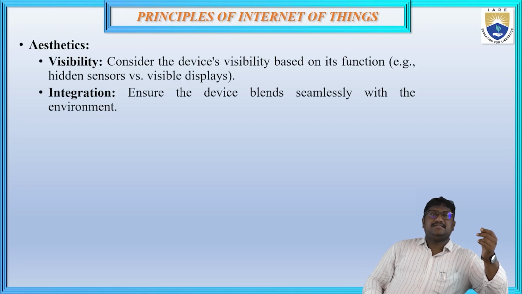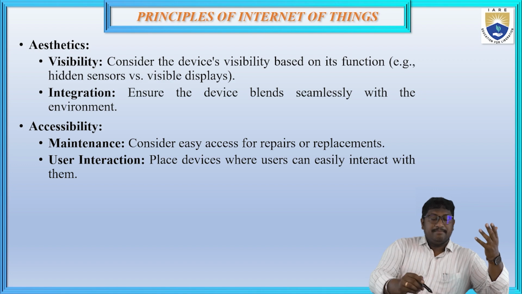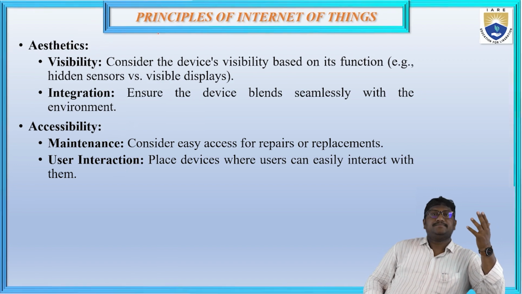And this is aesthetics, visibility, and integration. Aesthetics has to be considered: hidden sensors, visible displays, and integration which ensures they blend seamlessly with the environment. Accessibility, maintenance and user interaction play a major role. Right?